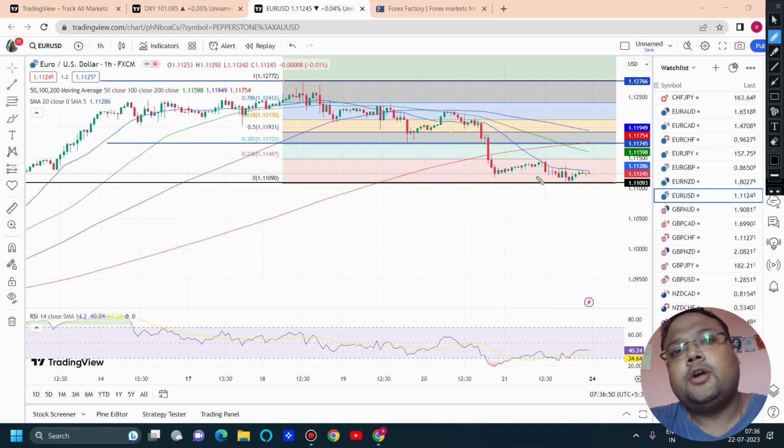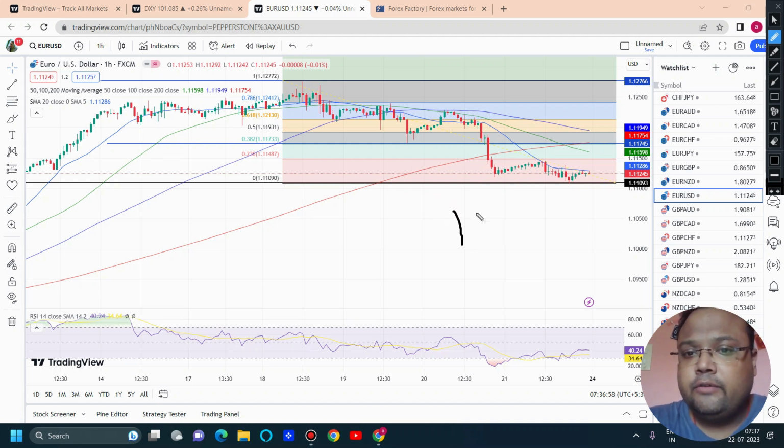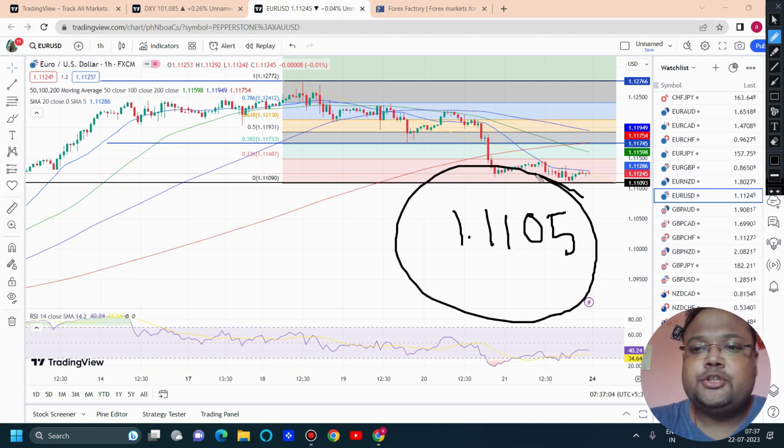And if the dollar index continues the recovery, then obviously there will be some selling pressure on Euro USD. And if Euro USD breaks 1.1105, then the selling pressure may continue, and you can see that we do not have any immediate resistance.